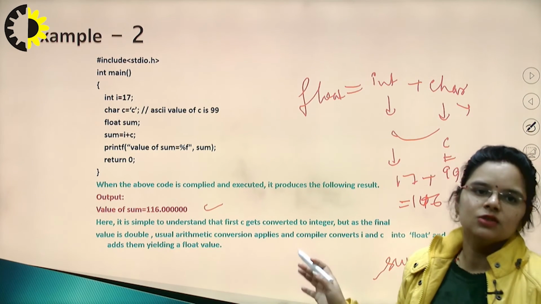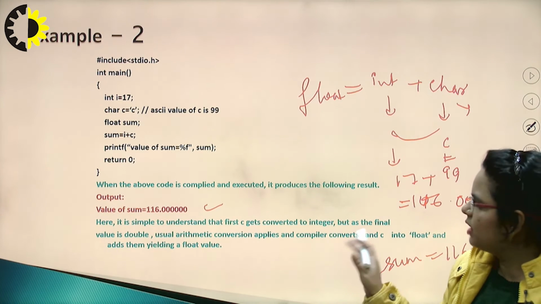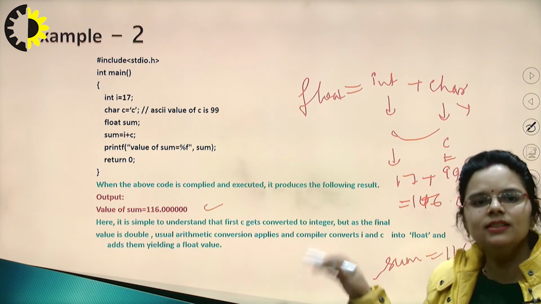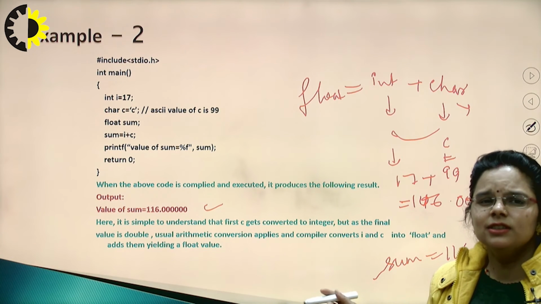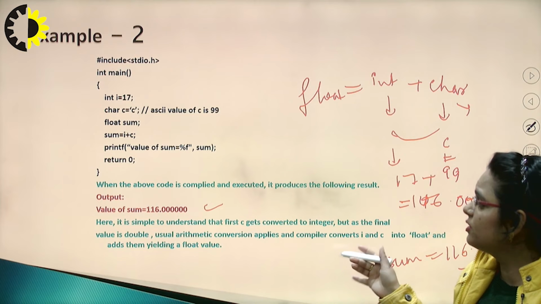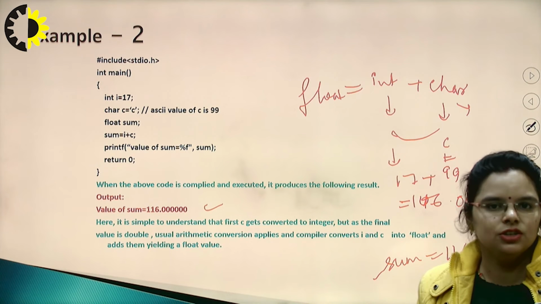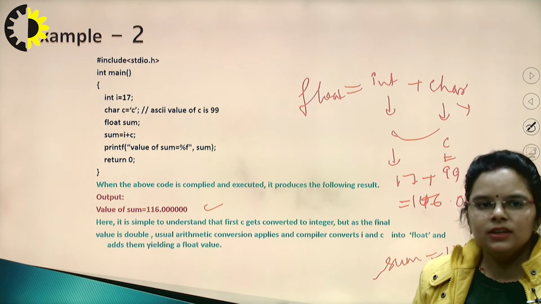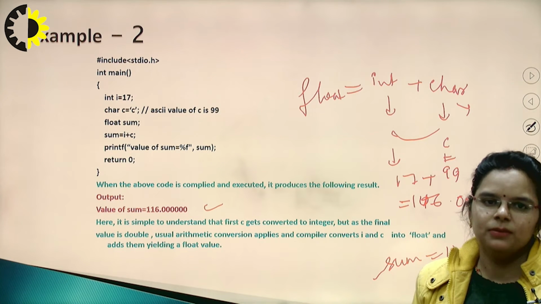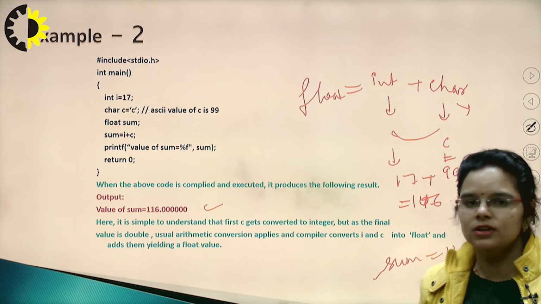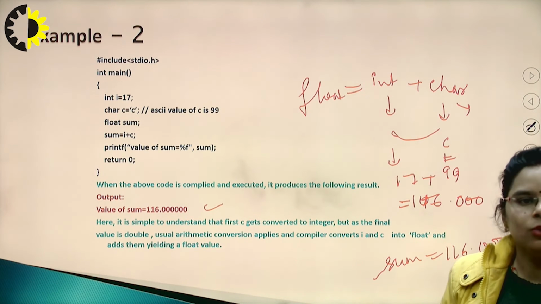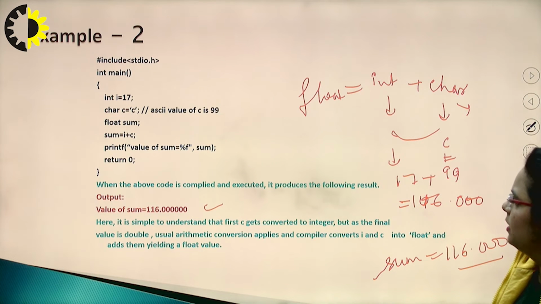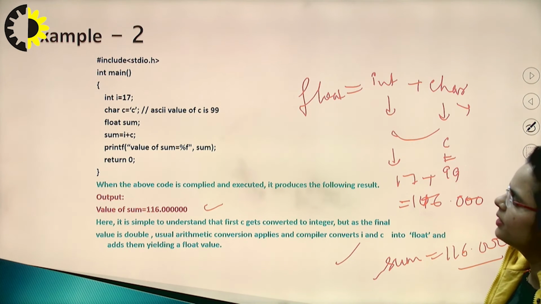So we can see when this code is compiled and executed, it produces the output, that is, the value of sum is 116.0. In this entire program, it is very simple to understand that first of all, the value of C is converted to integer, but as we know, the final value is float. As per the usual arithmetic conversion, the compiler first of all converts I and C into float and then adds them, yielding a float value. I hope this is clear to everyone.